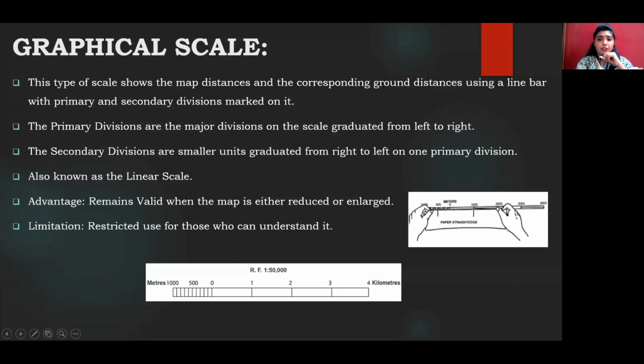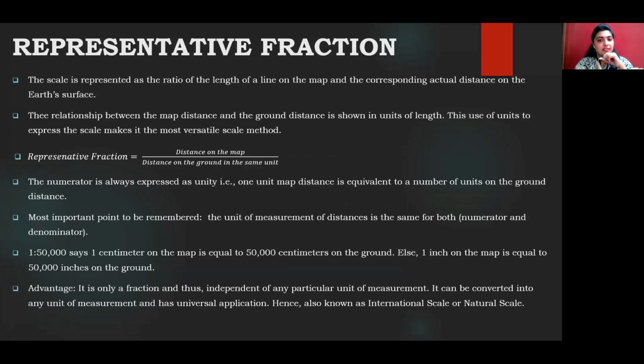I'll show you the picture over here. See, this is the graphical scale and this is the RF, which is the representative fraction. So say if this is 2 centimeters, 2 centimeters is equal to 1 kilometer, and the representative fraction of that is 1 is to 50,000, which is 1 centimeter is 2 kilometers. The scale will be the same, whether it is in terms of graphical scale or statement scale or RF, for the same map. For different maps, it will be different.